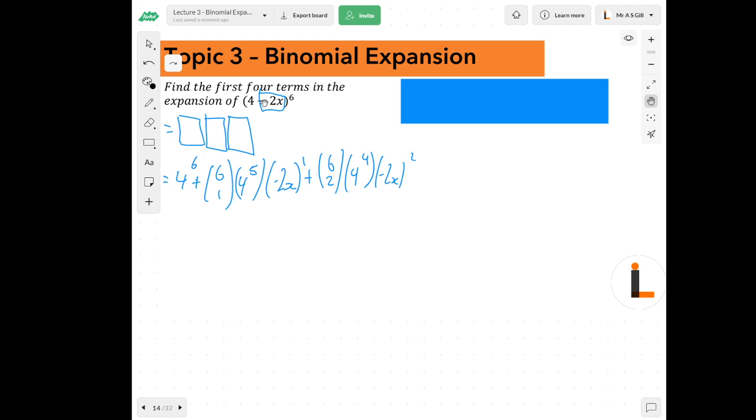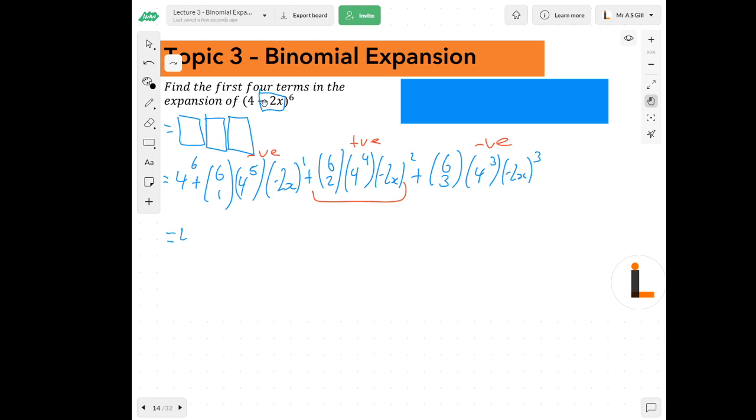And we only want the first 4 terms, so just one more, plus 6 choose 3, 4 to the 3, minus 2x cubed. What I would do is make a note above it when I'm expanding this and say, well, this is going to be negative, this is going to be positive, this is going to be negative, because any negative number to an odd power will stay negative. Any negative number to an even power, like the term we have here, will become positive. And then it's just a matter of putting these values into your calculator and simplifying to get your answer.